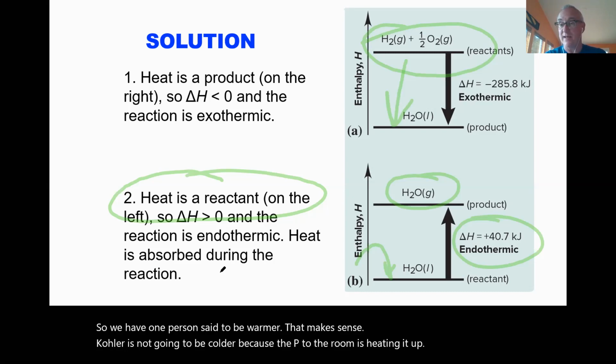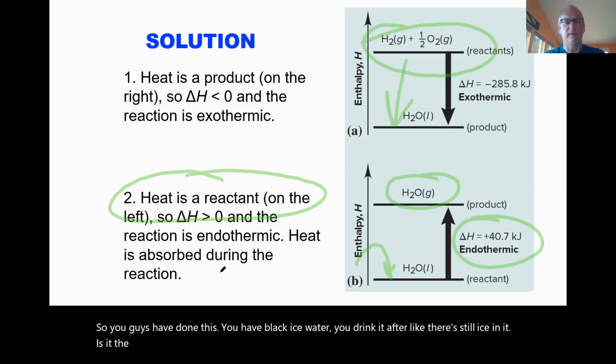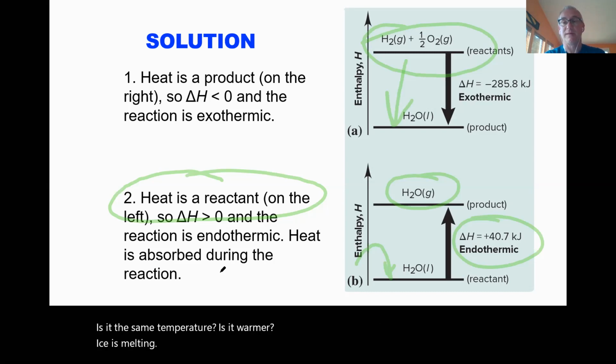So you guys have done this. You have ice water, and you drink it after a while. If there's still ice in it, is it the same temperature or is it warmer? Isn't it slightly warmer because the ice is melting? The ice is melting, it's a phase change. The liquid water is the same temperature. Yeah. So it's still 0. That sounds weird, right? I mean, it may be a little bit above at certain places, but if you mix it up, it'll still be 0.